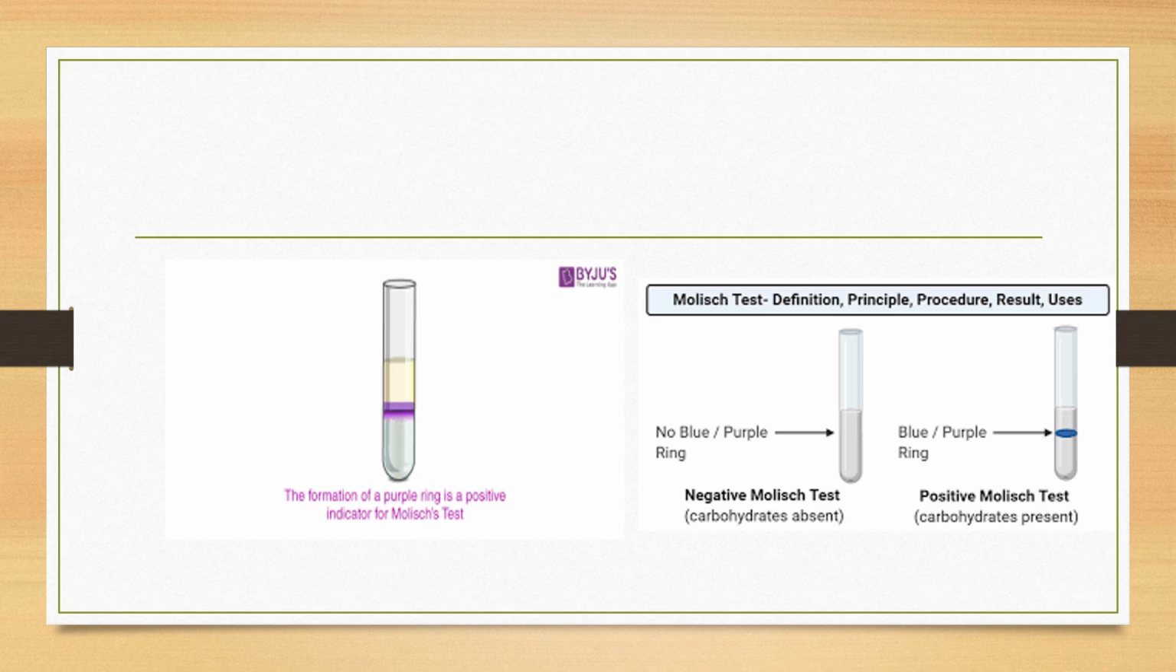And also you can see the positive Molisch test. So a blue or purple ring appears in the test tube, so carbohydrates are present. And this test also I attached to you on the platform. You can go and check and watch the video of Molisch test to see the practical.